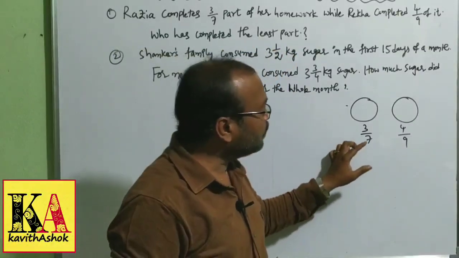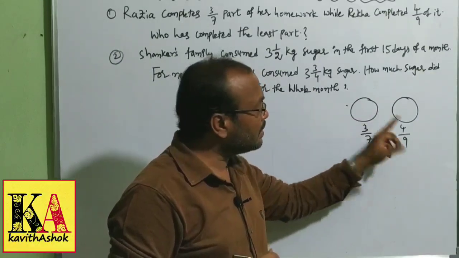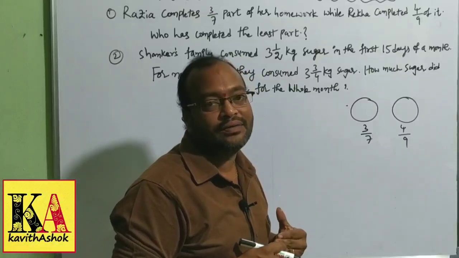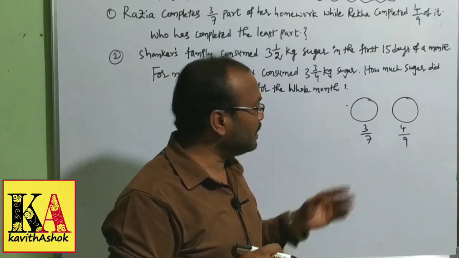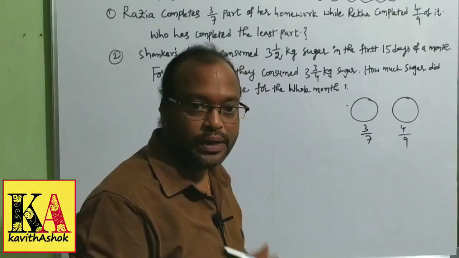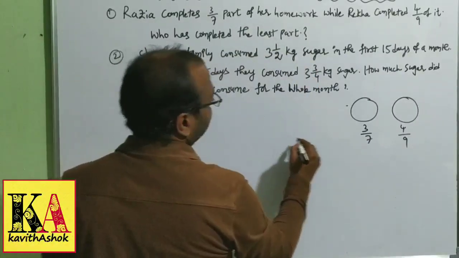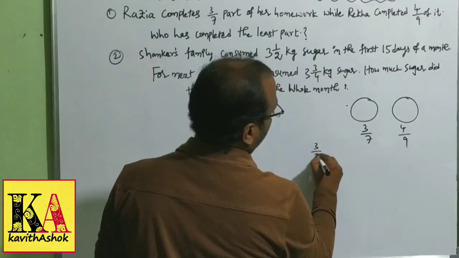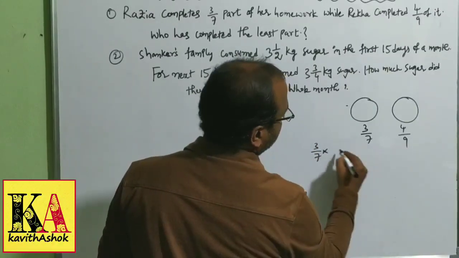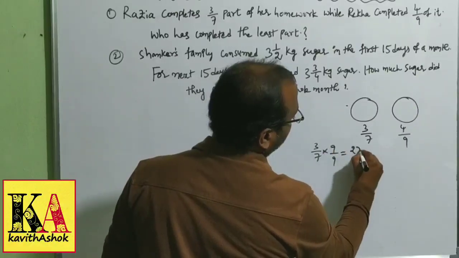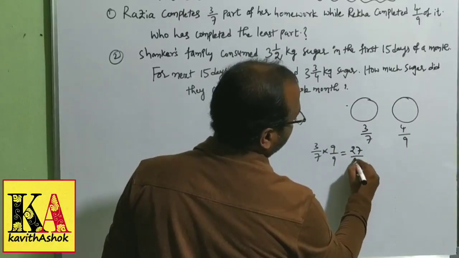So we already know whenever we want to compare these two, if they are like fractions, it is easy for us to compare. But these two are not like fractions. We have to make them like fractions. For that, 3 by 7 is there. Your denominator is 9, so just multiply and divide with 9. 3 9s are 27, 7 9s are 63.